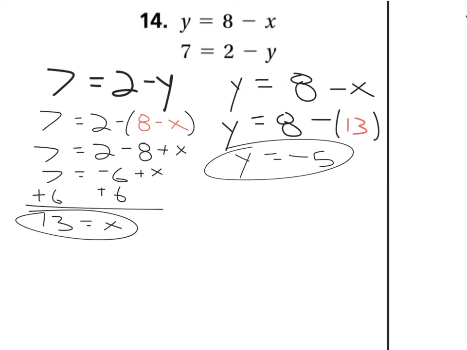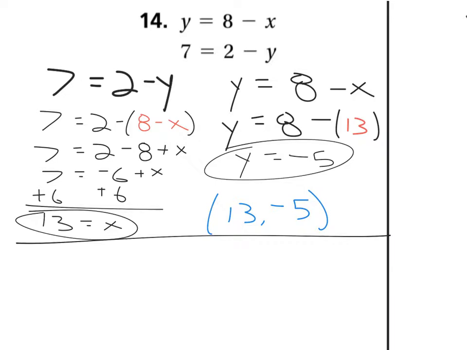So we have as a solution 13, comma, negative 5. Be sure that you get them in the right position, x in the x position and y in the y position. Okay? And now we're going to test both equations out to see if it works. Y equals 8 minus x and 7 equals 2 minus y.